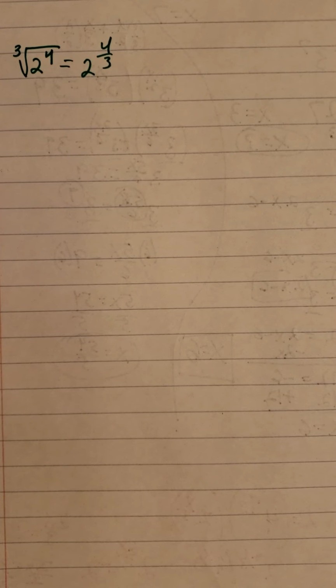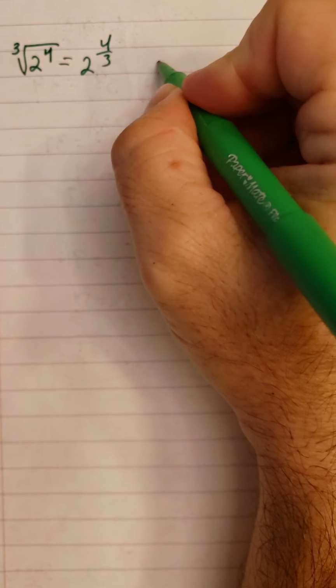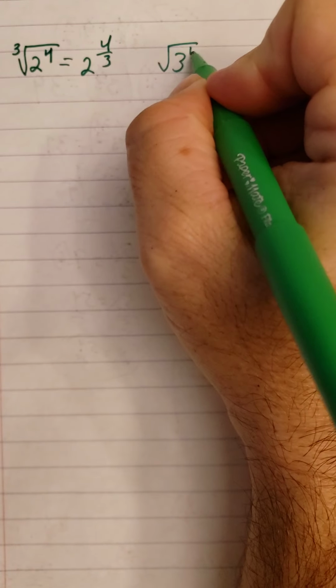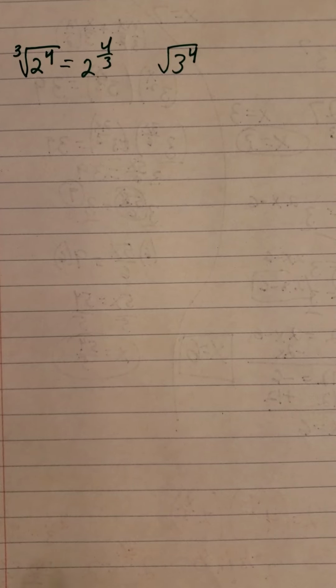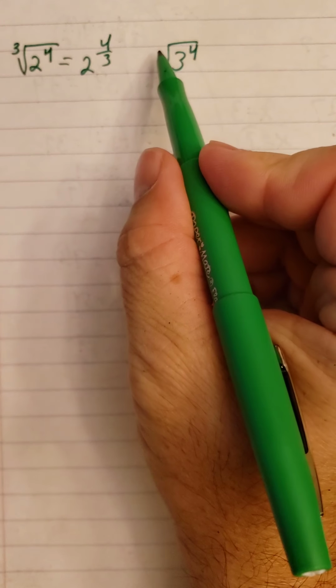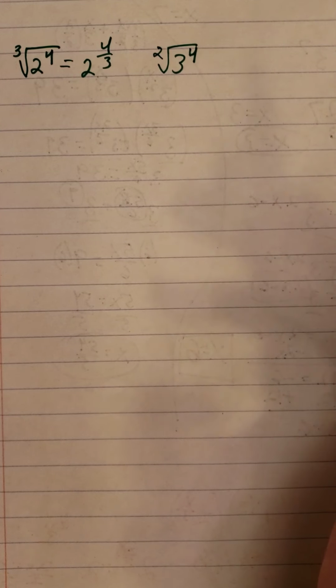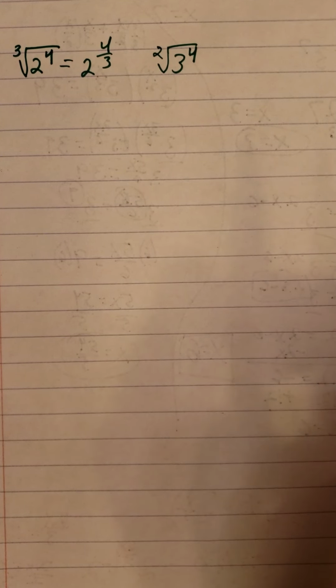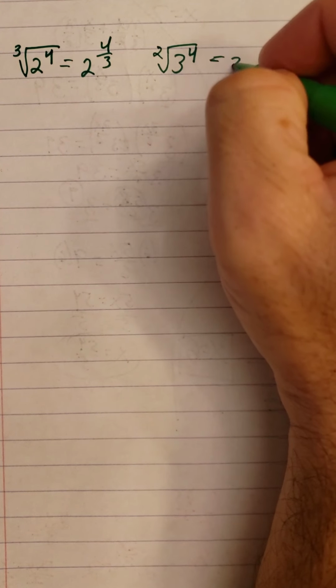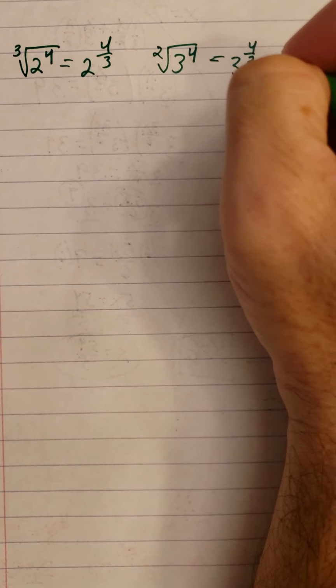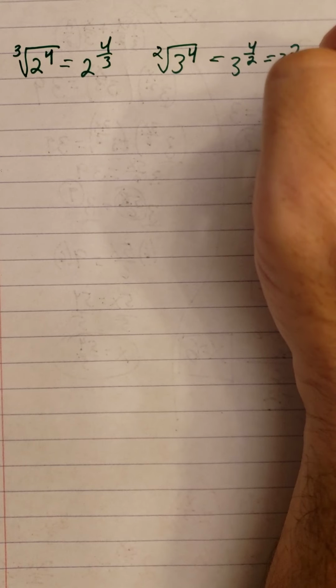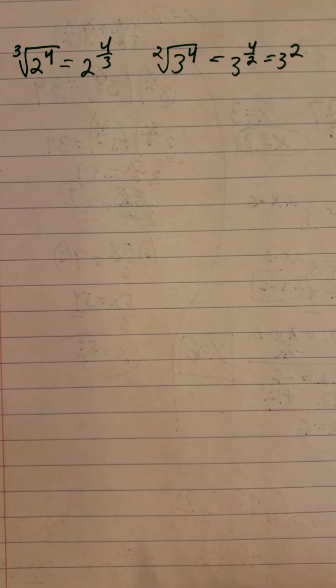Now, if you happen to have one that does not have a root, so for instance, the square root of 3 to the 4th, whenever we have a square root, the index is always 2. We never write it because square root comes up the majority of time, so we just assume that it's a 2. So this would be 3 to the 4 over 2, which would actually simplify to 3 squared.